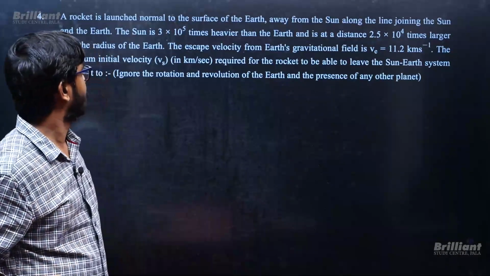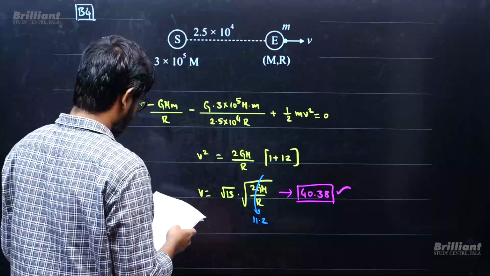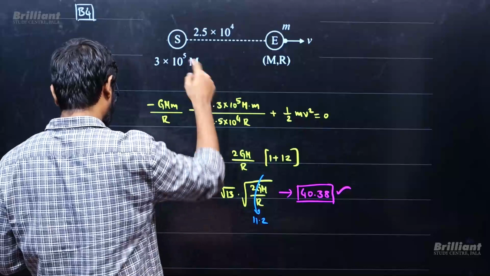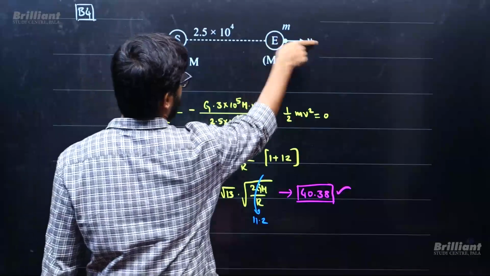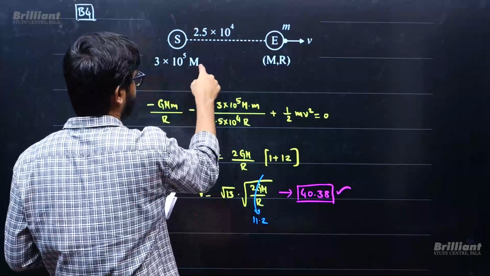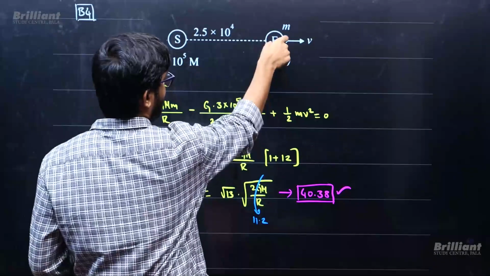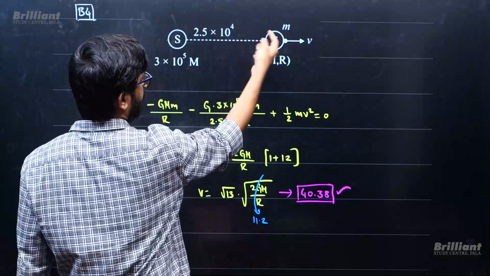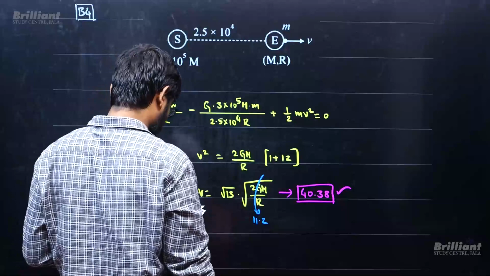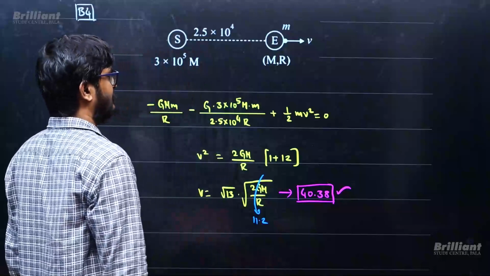Then the next question was just energy conservation. So the question goes like, a rocket is launched normal to the surface of the earth away from the sun along the line joining sun and earth. The sun is 3 into 10 power 5 times heavier than the earth. If earth mass is m, then this is 3 into 10 power 5 m, and if earth radius is r, then the distance between them is 2.5 into 10 power 4 r, which was given in the question, and escape velocity from earth's gravitational field is given. So with what velocity should you throw it so that it will escape.